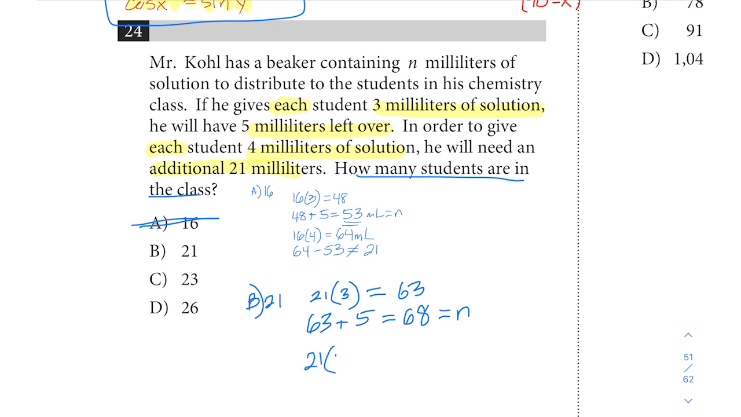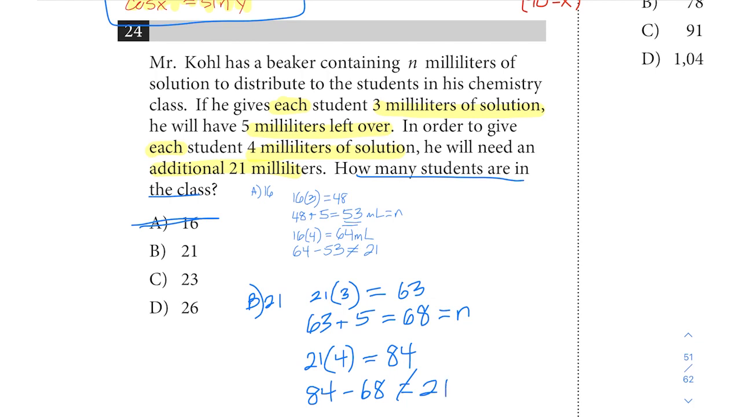And let's see if we had 4 milliliters for each student. So that would be 21 times 4, and that comes out to a total of 84. And is that 21 more milliliters? Well, let's subtract and see.